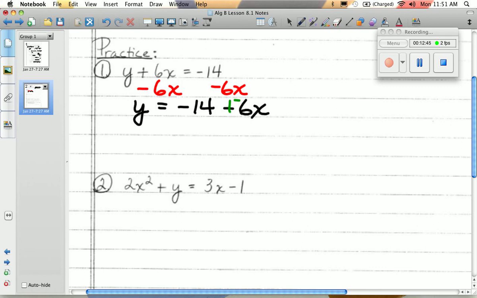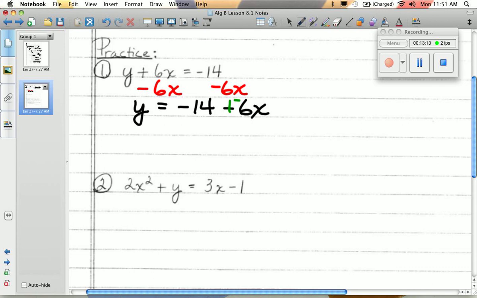What's the only thing you can multiply negative 14 by and it stays negative 14? 1. The only thing you can multiply negative 14 by and keep it negative 14 is multiplying it by 1. Tell me what power on x gives you 1. X to what power is 1? X to the 0 power. So negative 14 could be rewritten as negative 14 x to the 0 power.